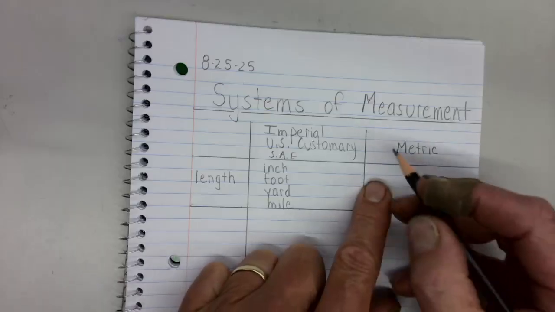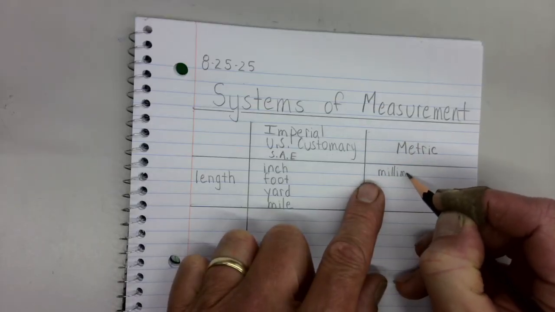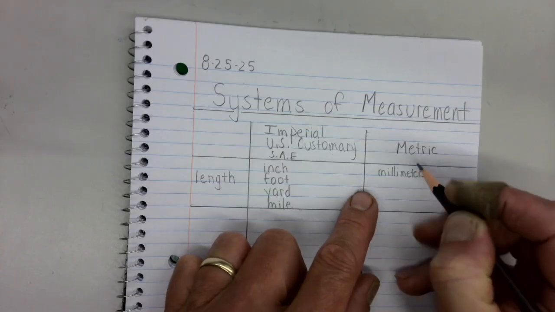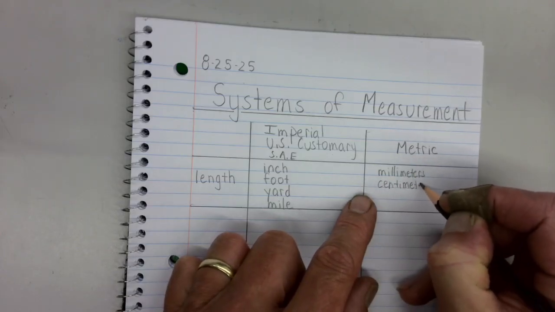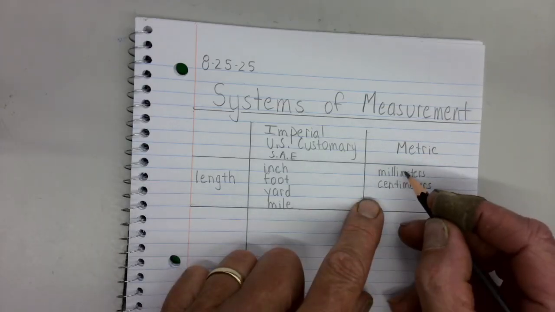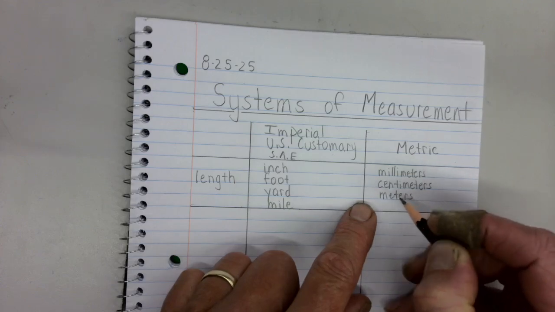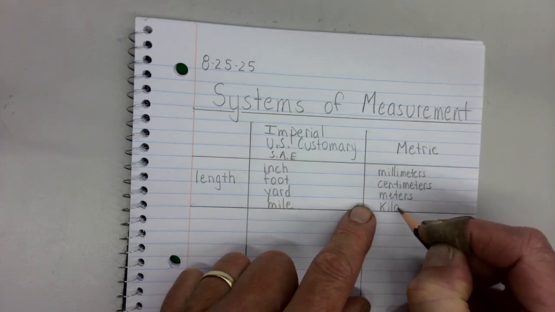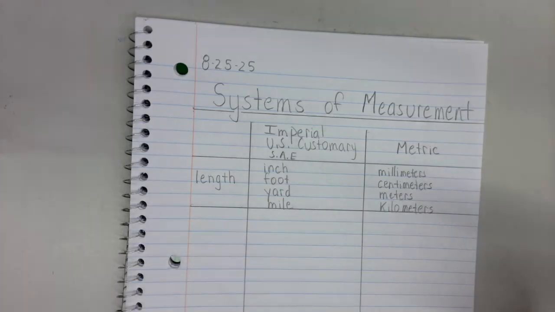For the metric system, we have millimeters, centimeters, meters, and kilometers. Those are our 4 different units that we have.